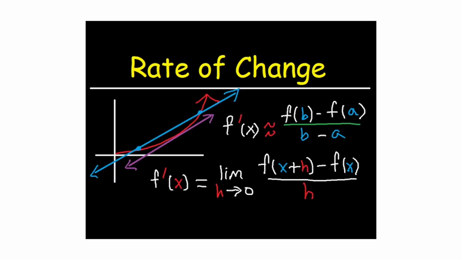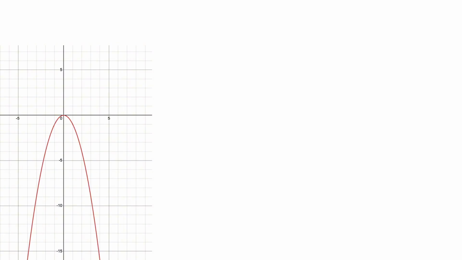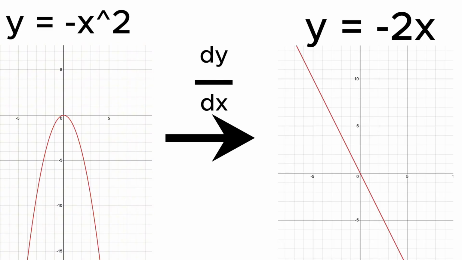Differentiation. Differentiation helps you find the slope of a curve or the rate at which something is changing. For example, if y is equal to negative x squared, the derivative of that function would be dy by dx is equal to negative 2x.